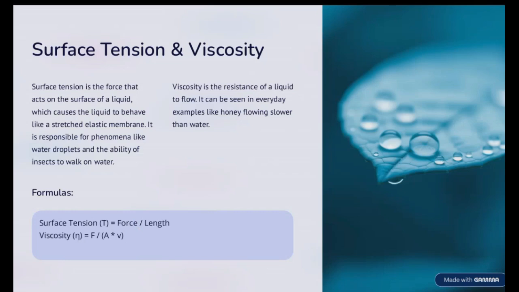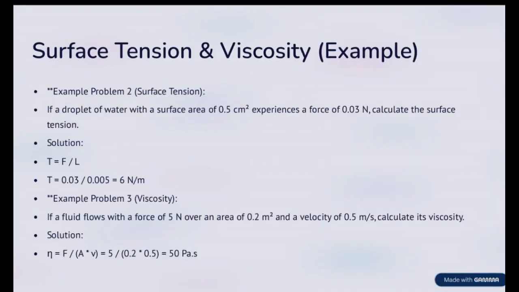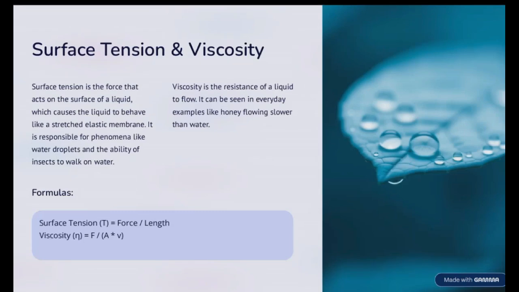Take note, I didn't write what A and V represent. A represents the area, the flow area, while V represents the velocity. Write it down in your notes so that you will be able to reference it later, since I did not put it down on this slide, even for those taking screenshots. So surface tension is given as force over length, then viscosity is given as force over area times velocity.